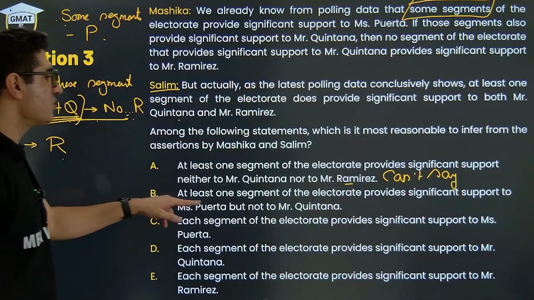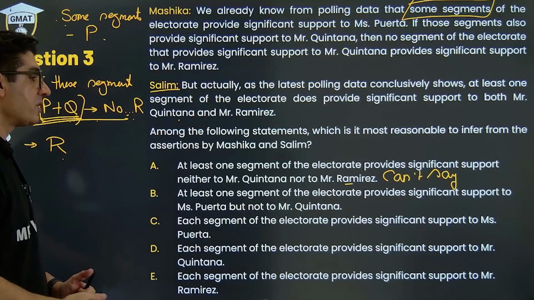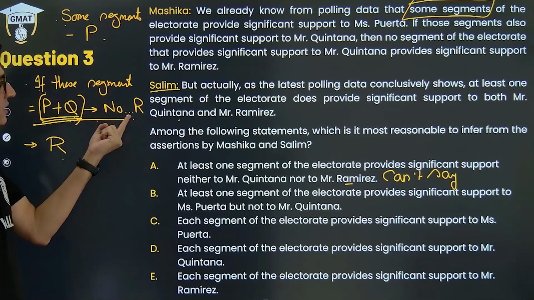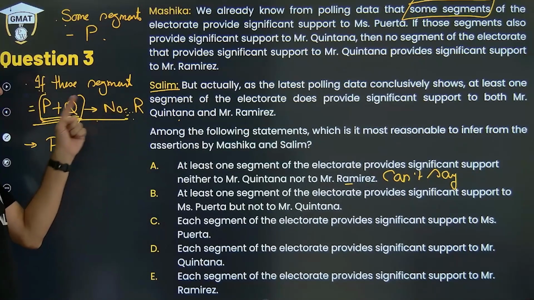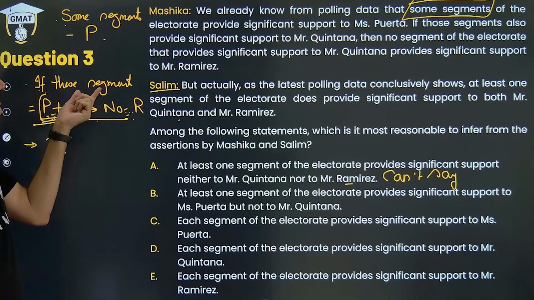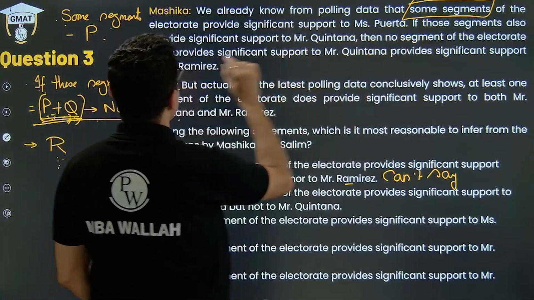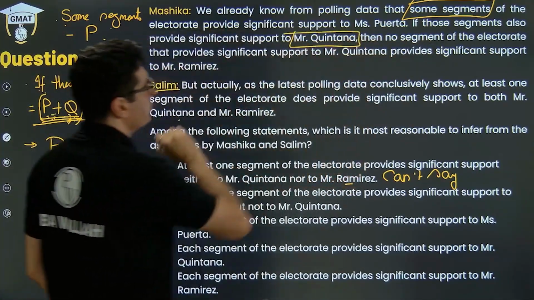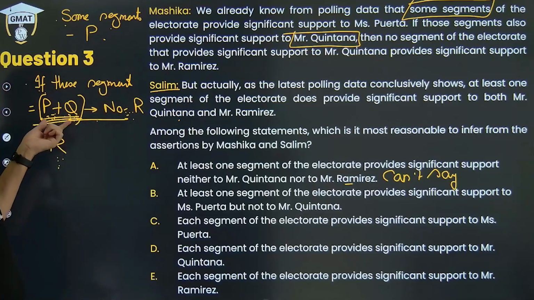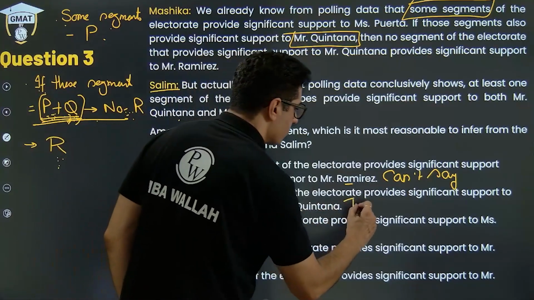Okay, B, at least one segment of the electorate provides significant support to Miss Puerta but not to Mr. Quintana. Absolutely yes, because there is at least one segment which is supporting Ramirez. It means that there has to be at least one segment which is not supporting both of these within these segments, and these segments P is getting supported. So the question was if those segments also provide significant support to Q. So there has to be at least one segment which is not supporting Q, because when both of them are supported, Ramirez is not supported in those areas. So this is definitely true.